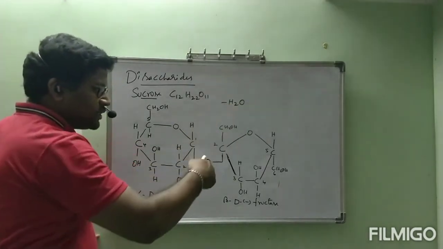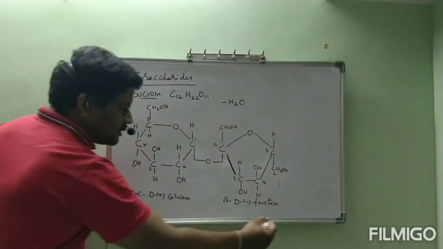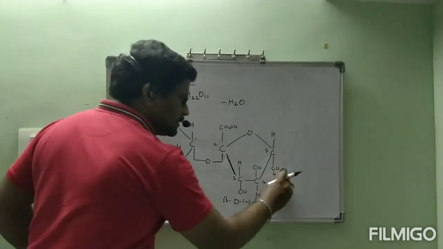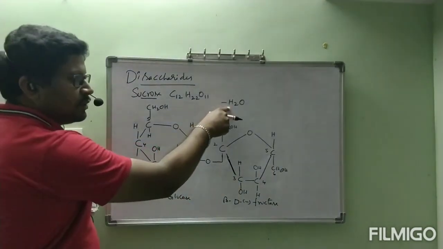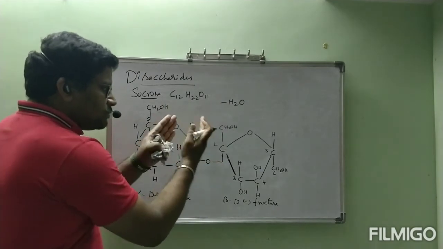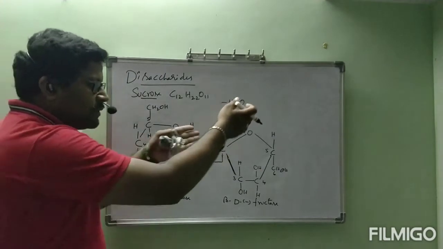Again, if you provide this H2O, this is total sucrose, no? This total sucrose, if it undergoes hydrolysis, meaning reaction with water, OH will be added here, hydrogen will be added here, and these two molecules will be broken down to form alpha D glucose and beta D fructose.